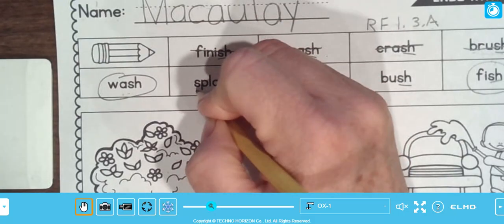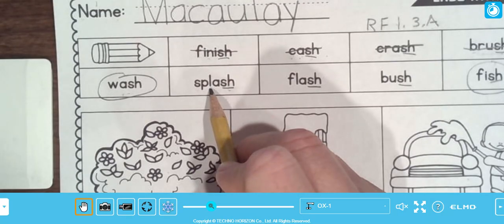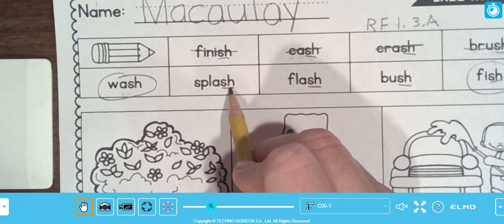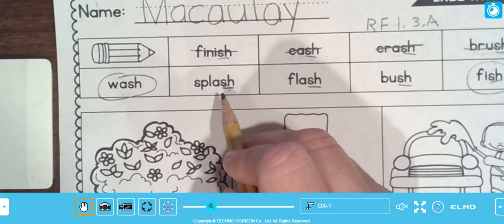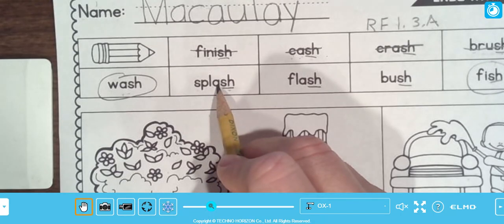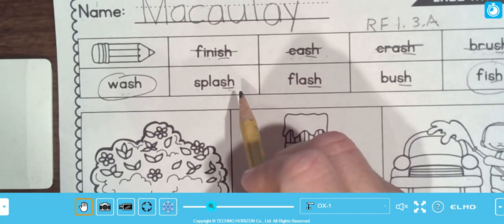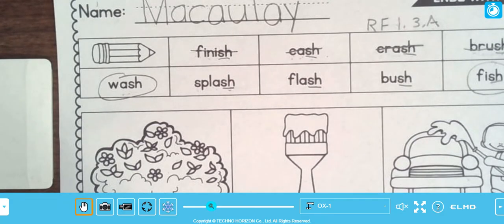Okay, so the S has a S sound. The P has a P sound. L has a L sound. A has a A sound. SH has a sh sound. Let's read this word. Ready? Begin. Splash. What's the word? Okay, it's the word splash. Splash. Okay, go ahead and find the picture that matches with the word splash.